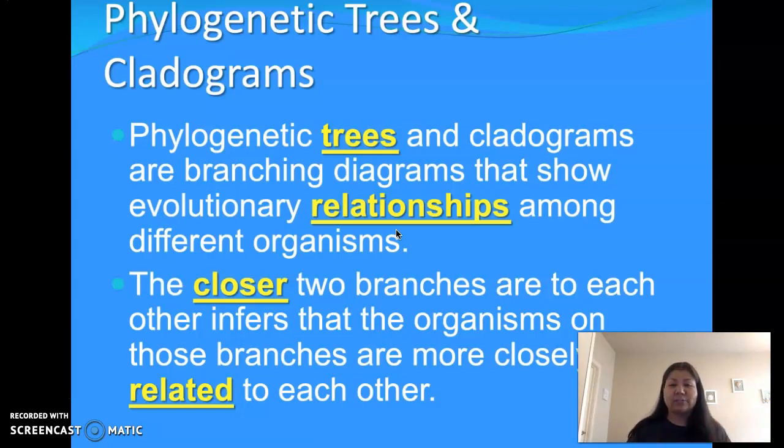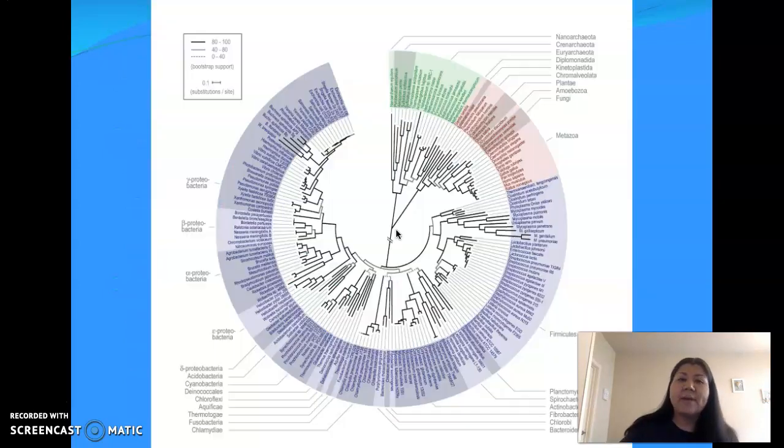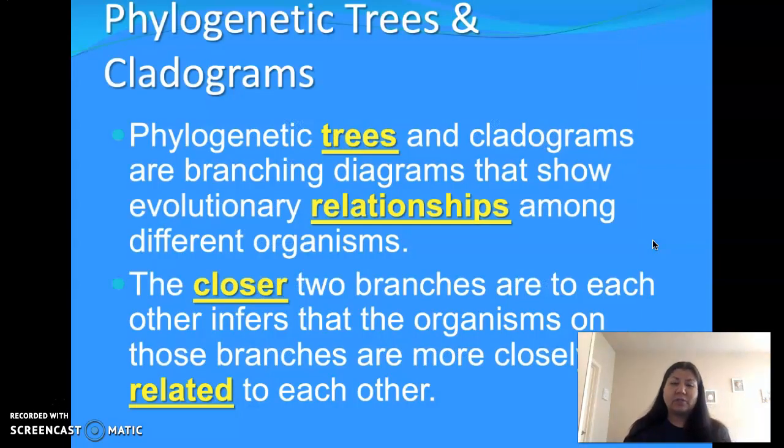You're looking at relationships. So the closer that two branches are to each other, it infers that those organisms are more closely related. So let me go back to that complex one. If you look right here, all of these on top are in green, and you can see where they branch off, they're more closely related than one of these green ones over here would be to one of the blue ones. You have a big branch that goes from green to blue. And so that means that all these green ones are more closely related. All these red ones are more closely related. These blue ones right here are more closely related. So that's what a cladogram or a phylogenetic tree shows. It shows the evolutionary relationships between two organisms.